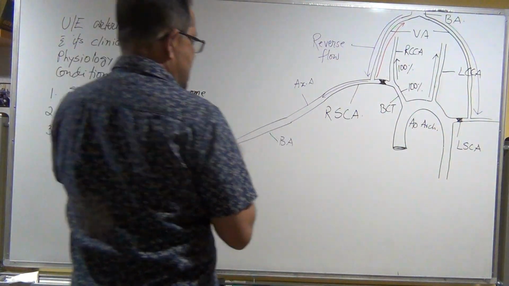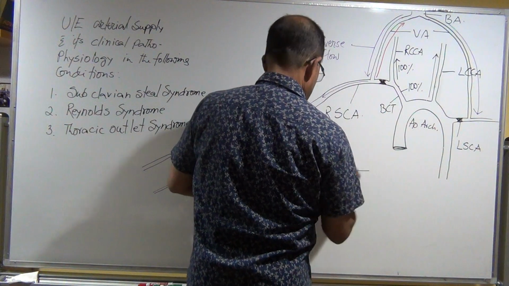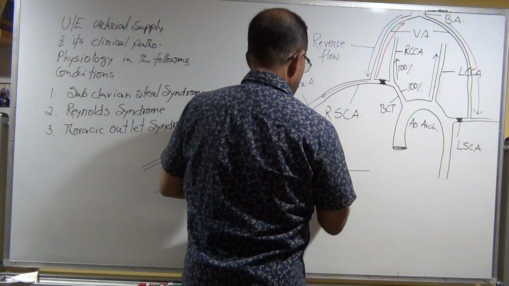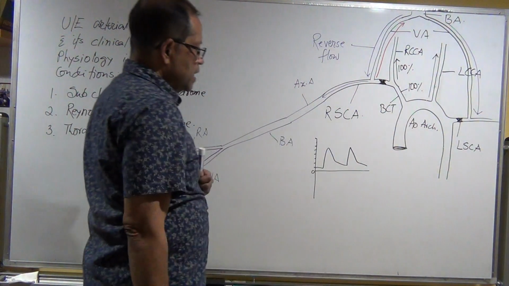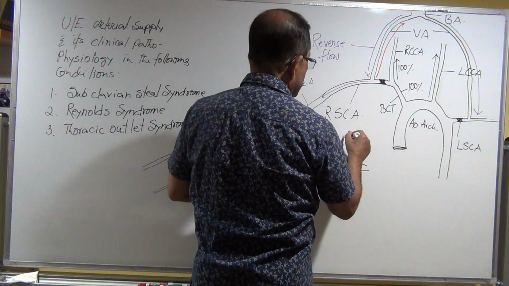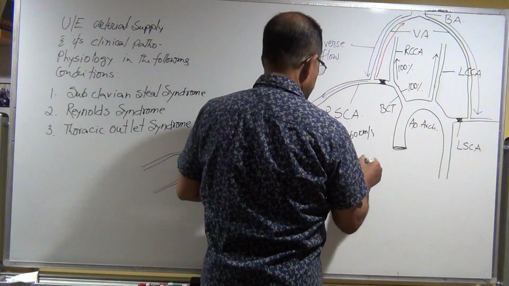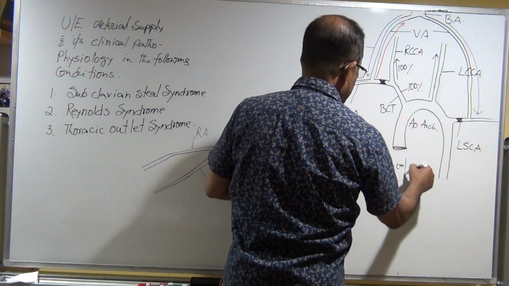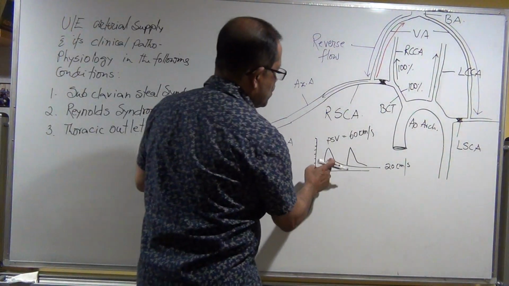Normal vertebral artery Doppler. Okay, this is a normal vertebral. So the peak systolic velocity is 60 centimeters per second. In diastole, say 20 centimeters per second. Okay, so this is forward flow.